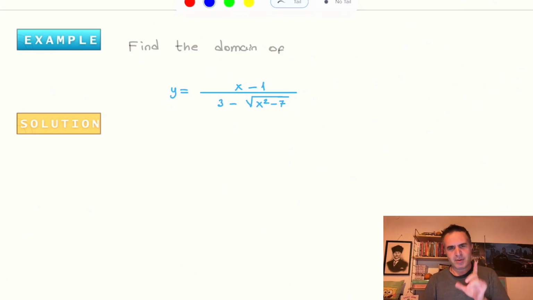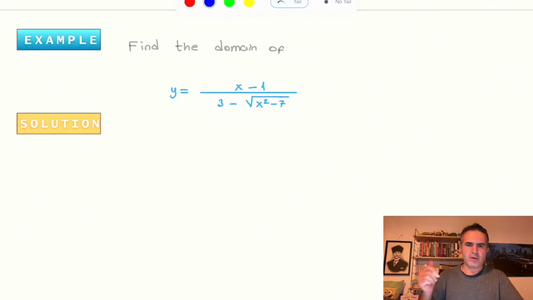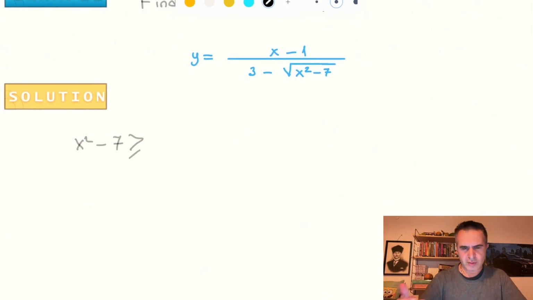The second part, the denominator cannot be 0. Here, this part, the denominator should not be 0. So first, the square root cannot be negative. So x squared minus 7 should be greater than or equal to 0. This means x squared is greater than or equal to 7.